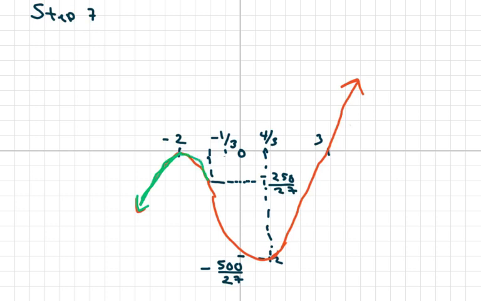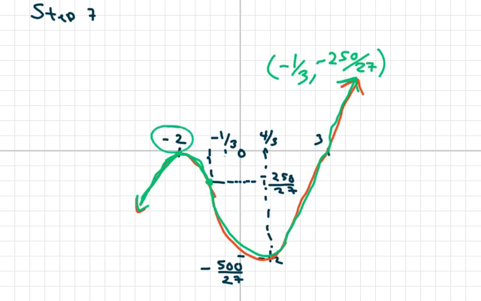This is concave downward because it keeps going this way, but all of a sudden at this inflection point, which is negative 1/3, comma, negative 250 over 27, it starts, and I didn't graph it that great, going back up through my zeros. Here at negative 2 and 4/3, I have my relative maximum and my relative minimum.